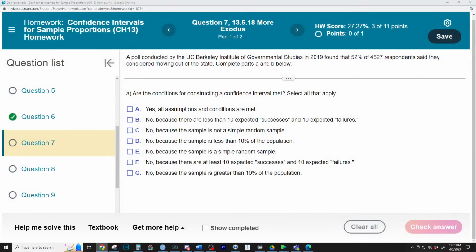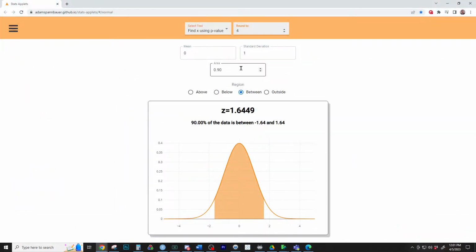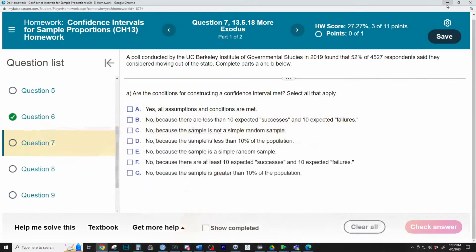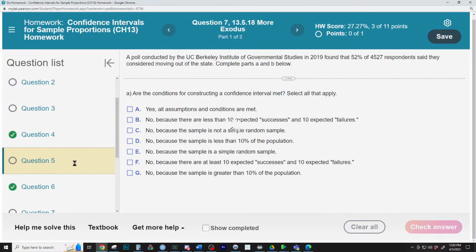That's the z-score. So that was the z-score concept we talked about right here, where if we increase the level of confidence, the confidence interval will get wider. Just more confident, wider interval. Is there another multiple choice?